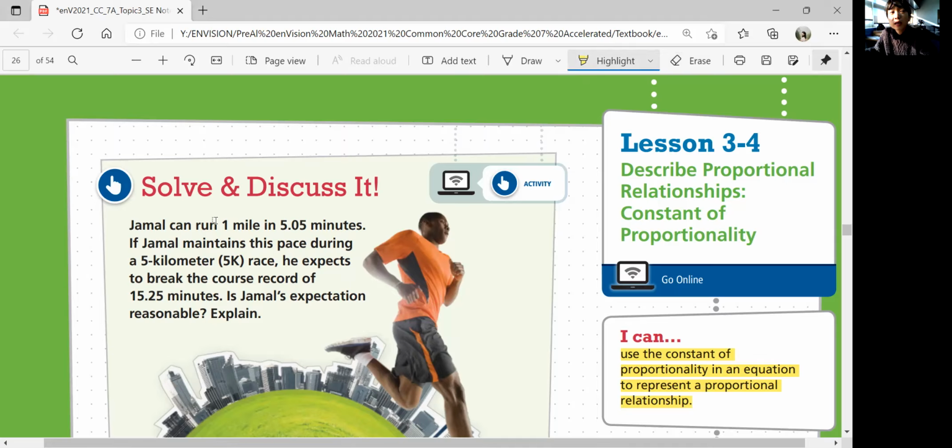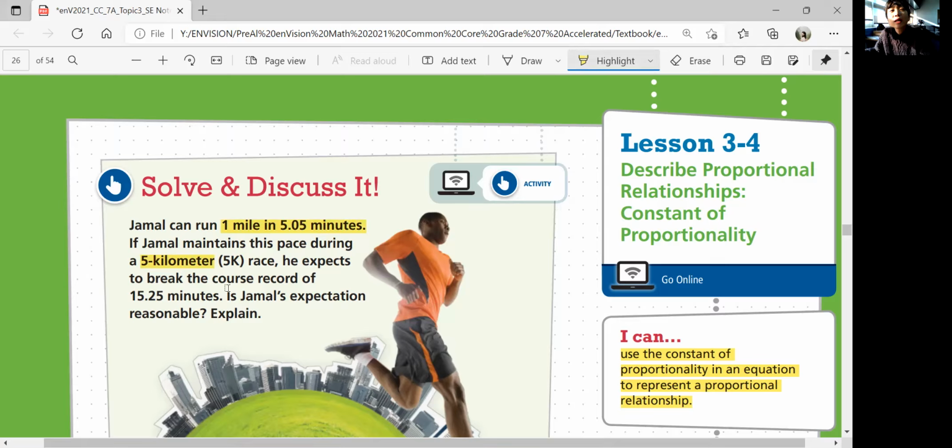So first, identify important information. 1 mile in 5.05 minutes. That's his speed, and he's going to maintain this pace during the whole race. And the whole race is 5 kilometers. Do you notice anything that's weird? You have a mile for distance for your unit, and you have a kilometer for your race. So how much is a mile? How many miles would there be in 5K? That would be the first question we're going to ask.